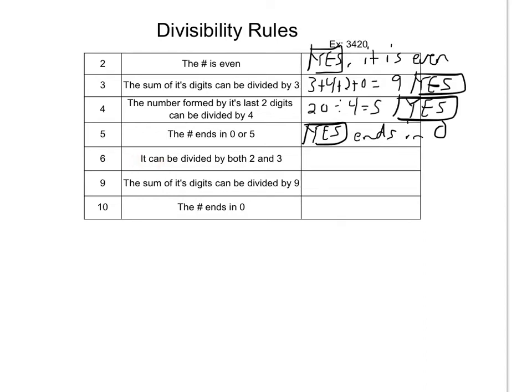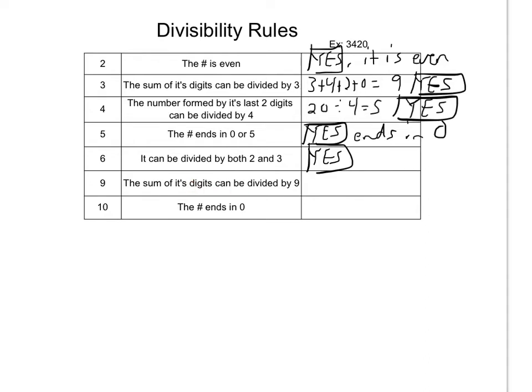The test for 6 says it's divisible by 6, meaning 6 will go into this if it can be divided by both 2 and 3. Well, 2 was a yes, and 3 was a yes. That means 6 is a yes. Okay? The 9 test.